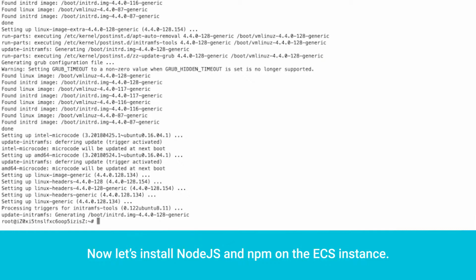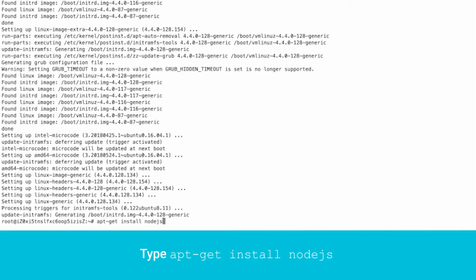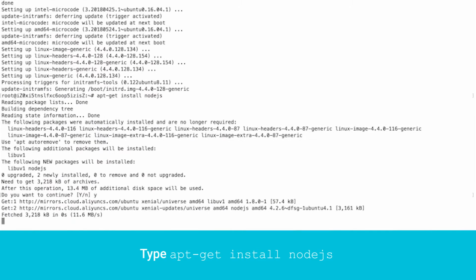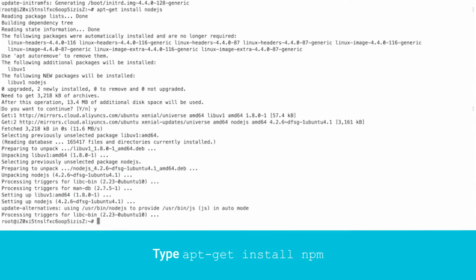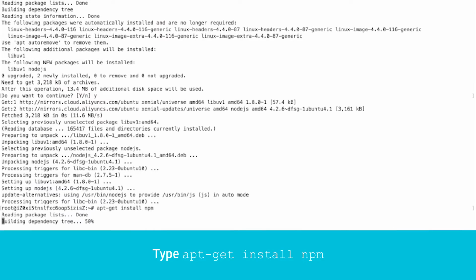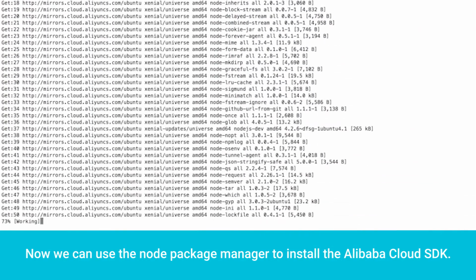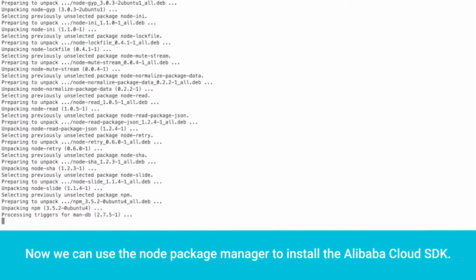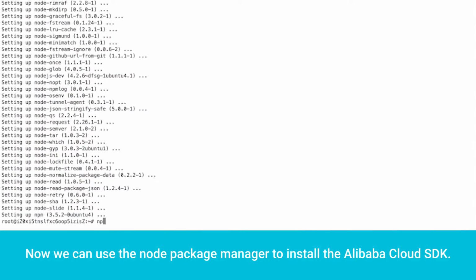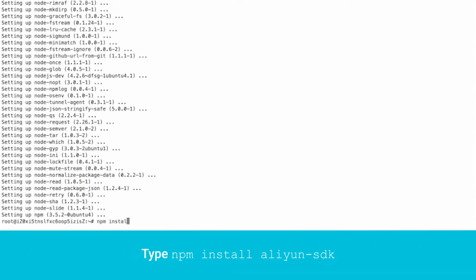Now, let's install NodeJS and npm on the ECS instance. Type apt-get install NodeJS. Type apt-get install npm. Now we can use the Node Package Manager to install the Alibaba Cloud SDK. Type npm install ALIYUN-SDK.